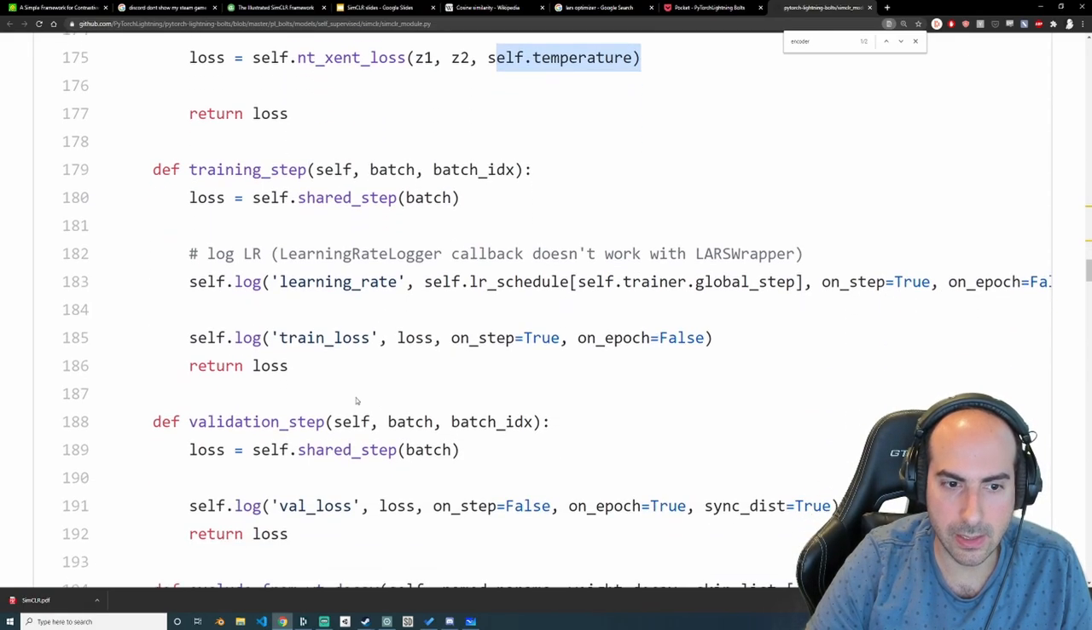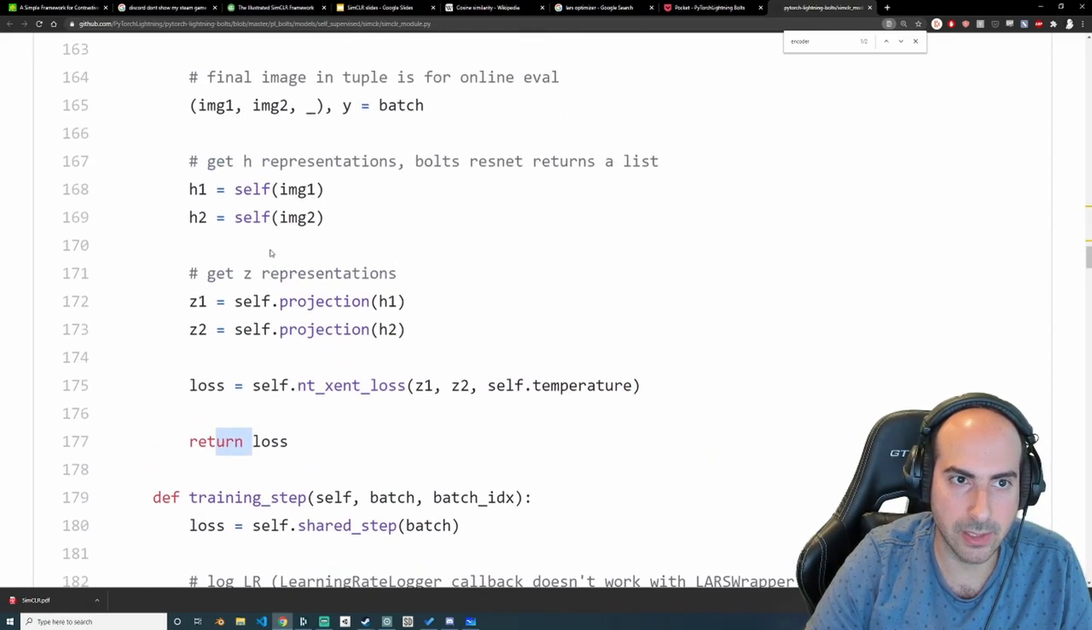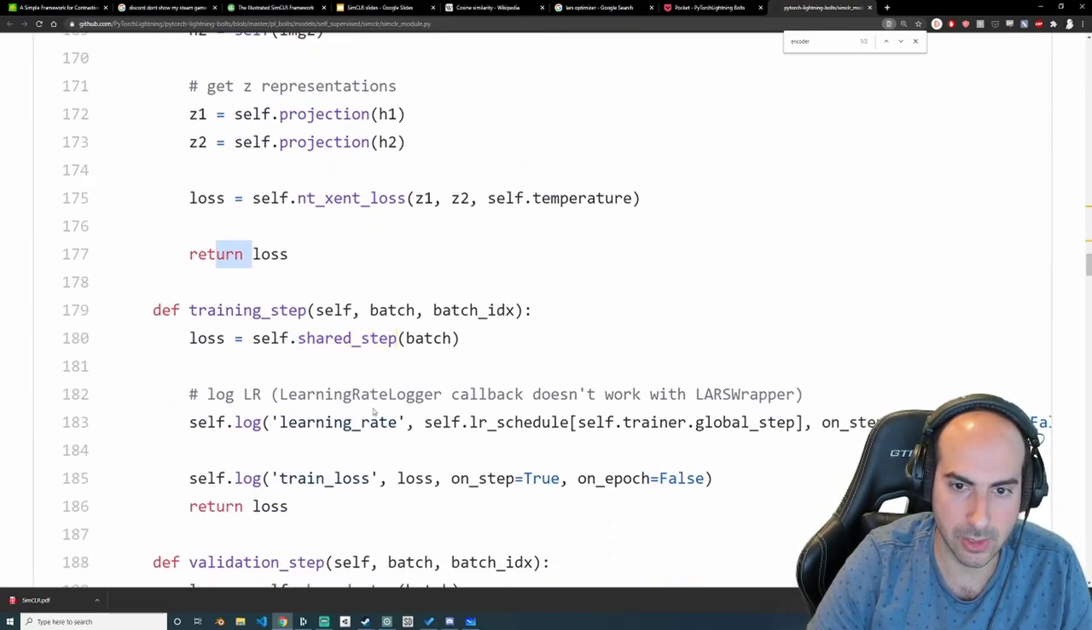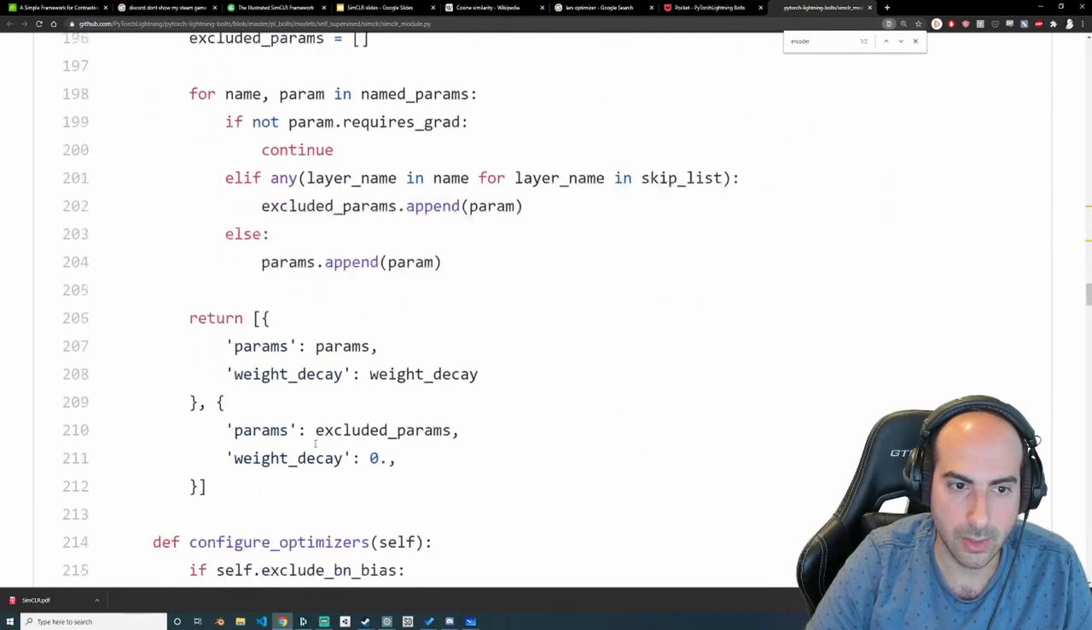And so really the loss here is basically, now that we have the loss, minimizing this will end up giving you the parameters that you want. If you look at this, the training step is you're saying, well, I want the loss to be the self.shared step, and then I want to return the loss. All right, and that's pretty much it.